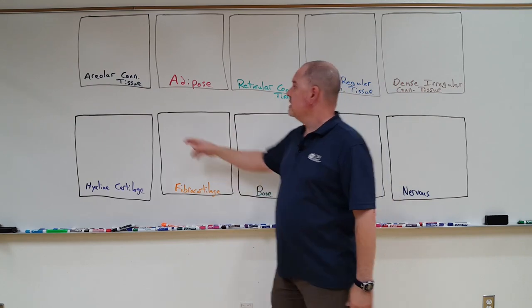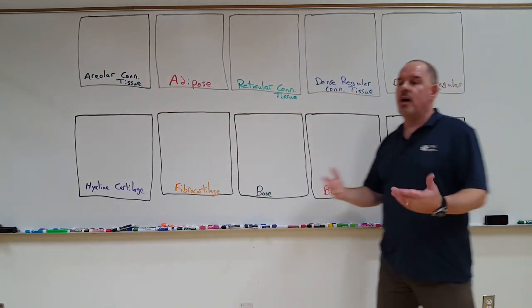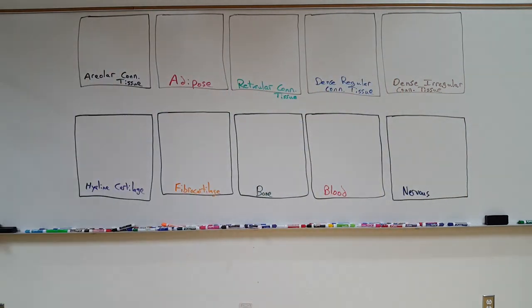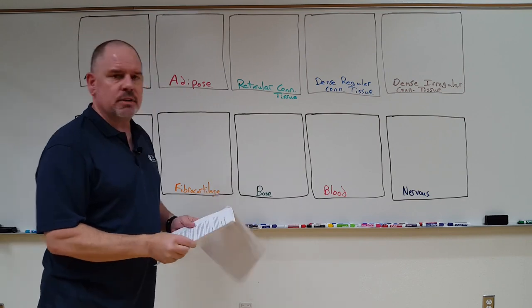So you can see that I've laid out 10 boxes, one for each, where I can draw my connective tissues and nervous tissue.